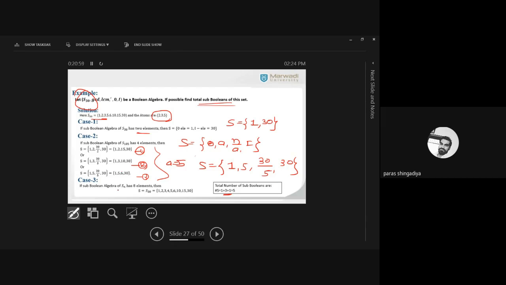Clear? And now case number 3 for 8-element data. First write the formula of case number 3. So S is equal to 0 element, A, n by A, B, n by B. Next step will be LCM of A and B, then n upon LCM of A and B, and comma I. That is the formula in case number 3.